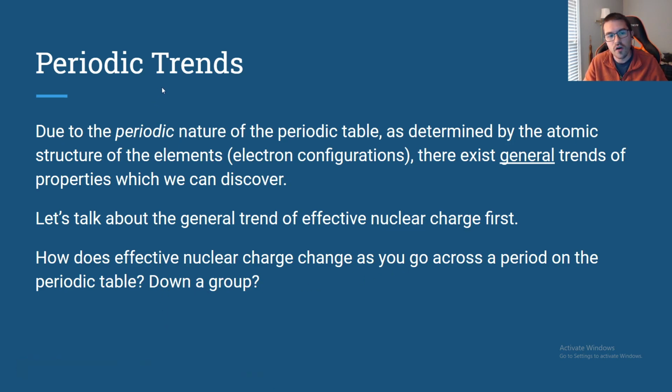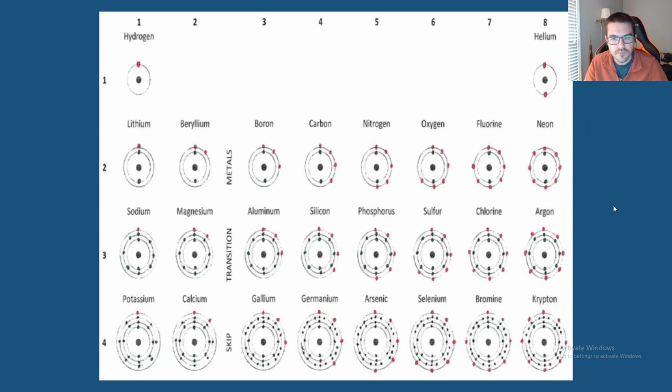Okay, so we're always going to talk about the trends, the period trend as going from left to right, and the group trend as you go from top to bottom. Now you could talk about it in reverse. It doesn't really matter, but for the purposes of this video, I'm going to talk about it in that way. All right. So here is a nice little chart diagram thing that I created several years ago.